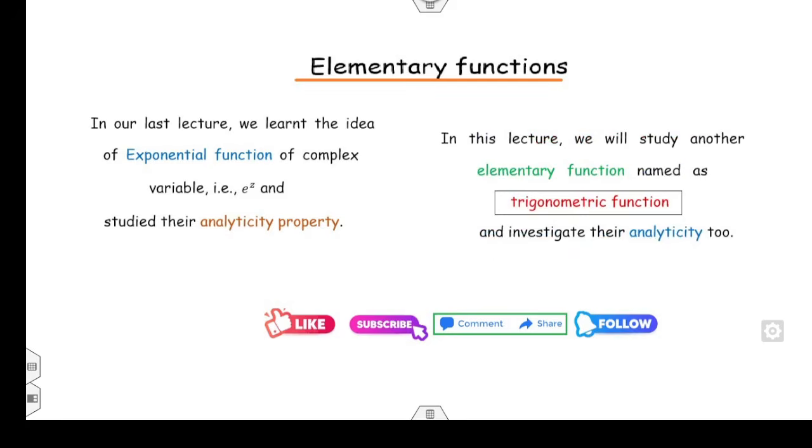In this lecture, I will explain the concept of the trigonometric functions.